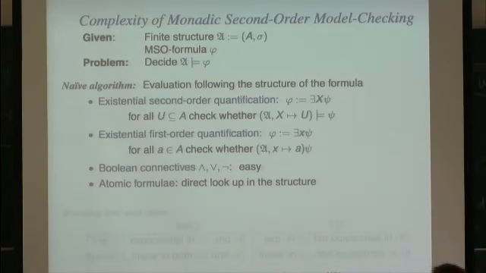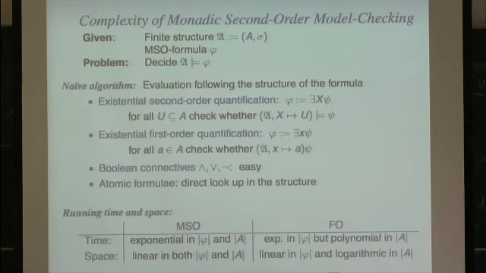This is what we're talking about. Let's first briefly review the classical complexity of these problems. As I said, we are given a finite structure, which always will be a graph in this talk, and an MSO formula, and we want to decide whether the formula is true. The most naive algorithm is brute force, right? You follow the structure of the formula from the outside in. Whenever you see an existential second order quantifier, you try all subsets as witnesses. Whenever you see a first order quantifier, you try all witnesses, and for Boolean connectives you do what you have to do, and once you're at the atomic level, you just look this up in the structure.